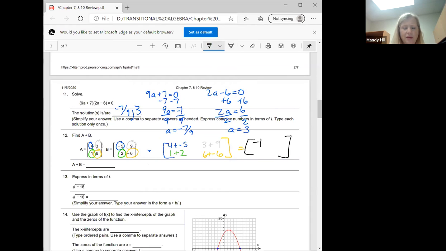4 plus negative 5 is negative 1. 3 and 9 is 12. 1 and 2 is 3. And then 0 right here. And that is the answer to that one.